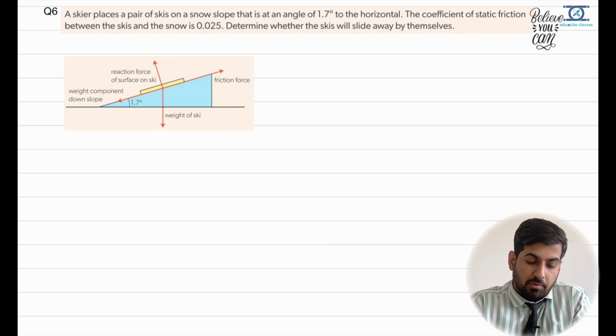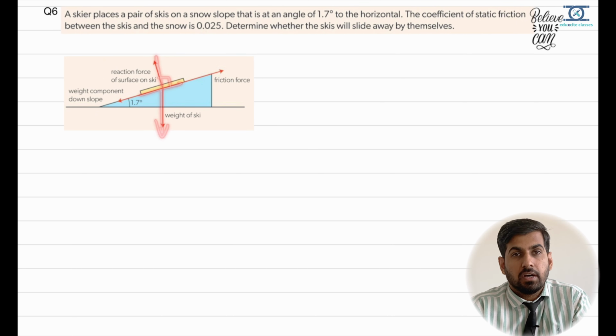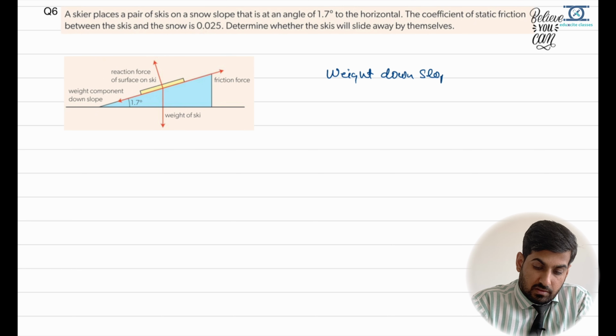Okay, now in this type of problem, we know that if it is at a state of rest, the weight component is down the slope, and then the friction will apply in the upward direction of the slope. Reaction is always perpendicular, weight is vertically downward. Now we have to determine whether the skis will slide down by themselves or not, and that will only be possible when the weight down the slope is greater than the friction force, right?